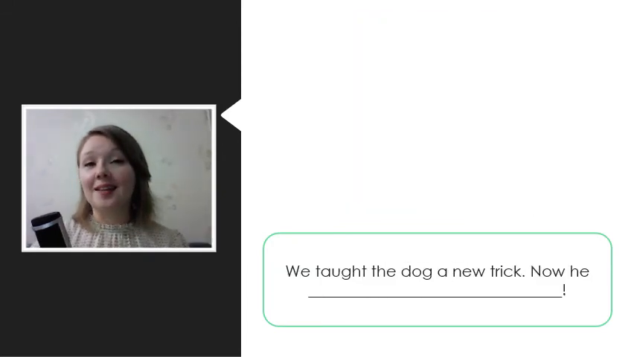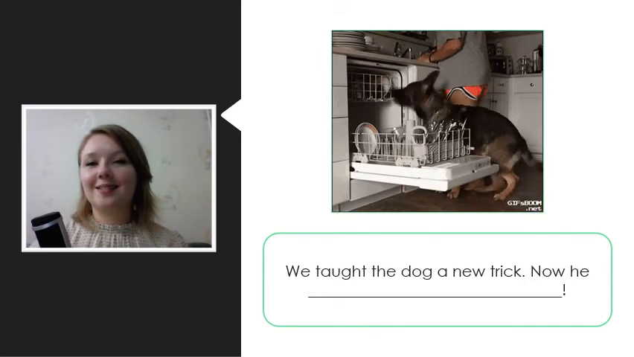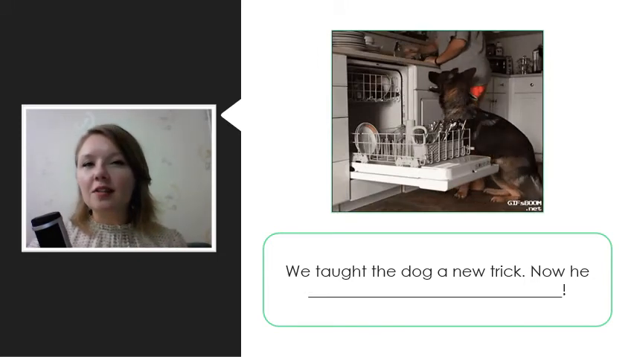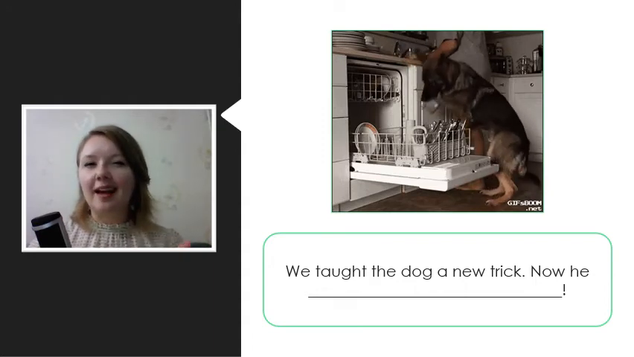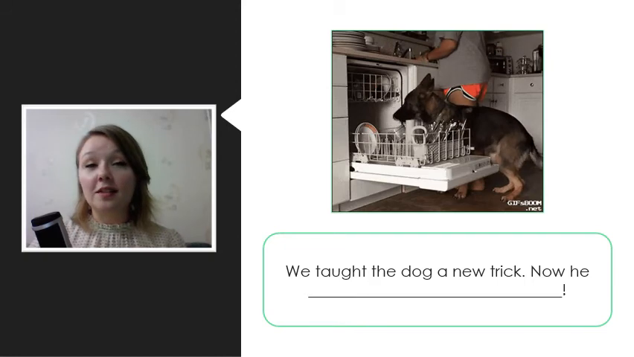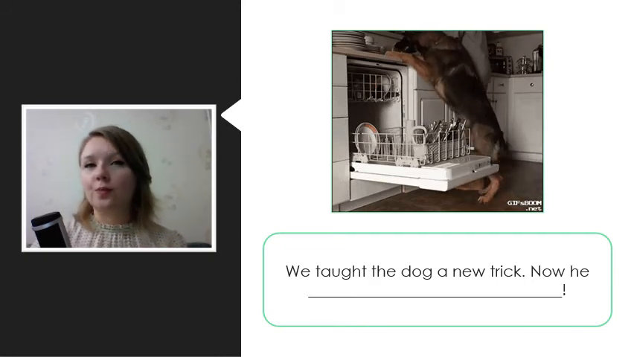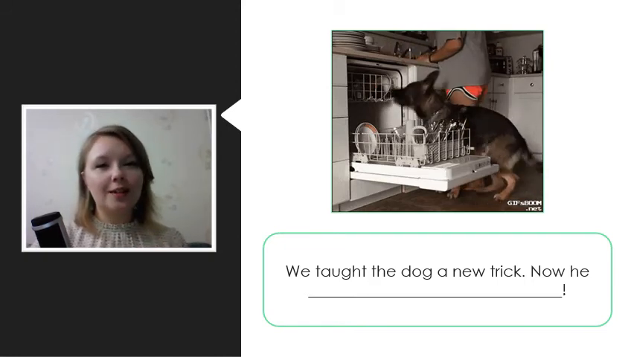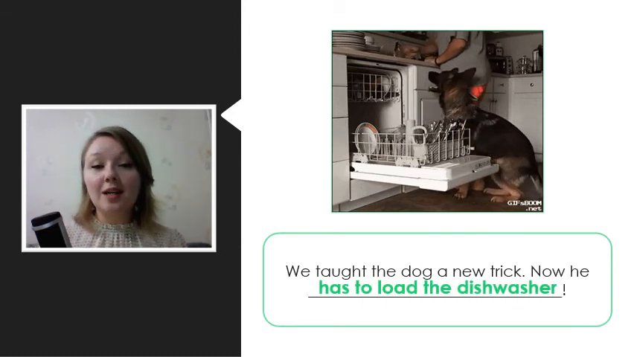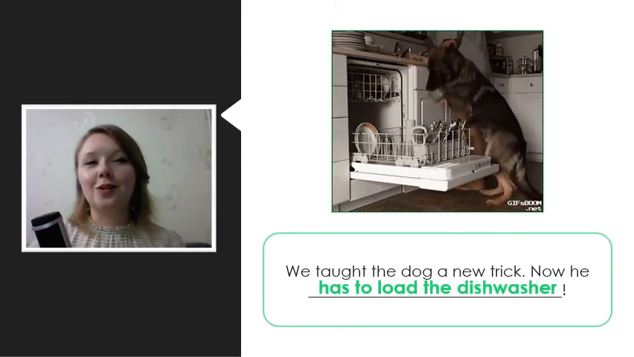Let's look at our last example. We taught the dog a new trick. Now let's see, what is he doing? When we're using the subject he, would we say have to or has to? That's right, we would use has to. And what chore is he doing? He's loading the dishwasher. So we could say he has to load the dishwasher.